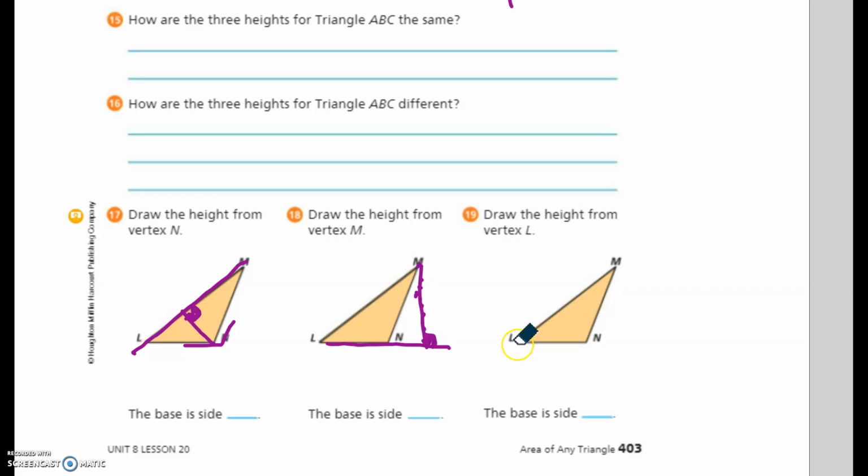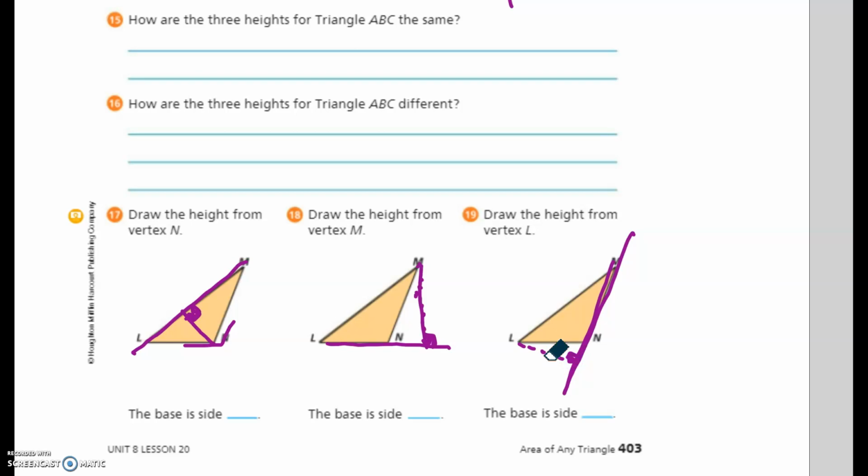Over here, it's point L, so it's going to do this line right here, extend this line out, and then it kind of helps if I tip it a little bit to see it, but it's going to be right here to make it a 90-degree angle.